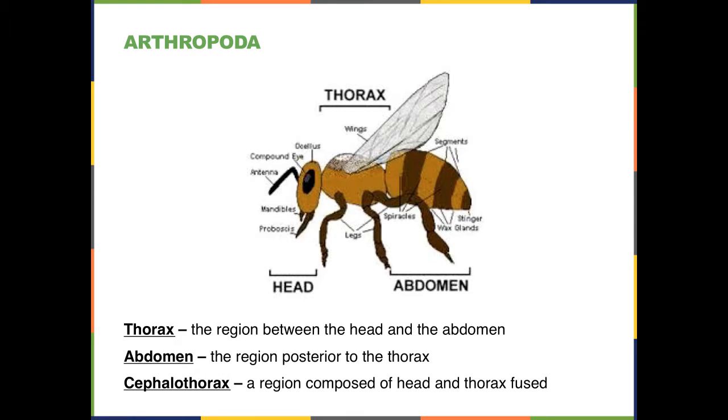And some of the arthropods have a fusion of the head and the thorax into a single segment called the cephalothorax. Spiders, for example, have a fused cephalothorax and then an abdomen. Insects, on the other hand, have a separate head and a separate thorax.